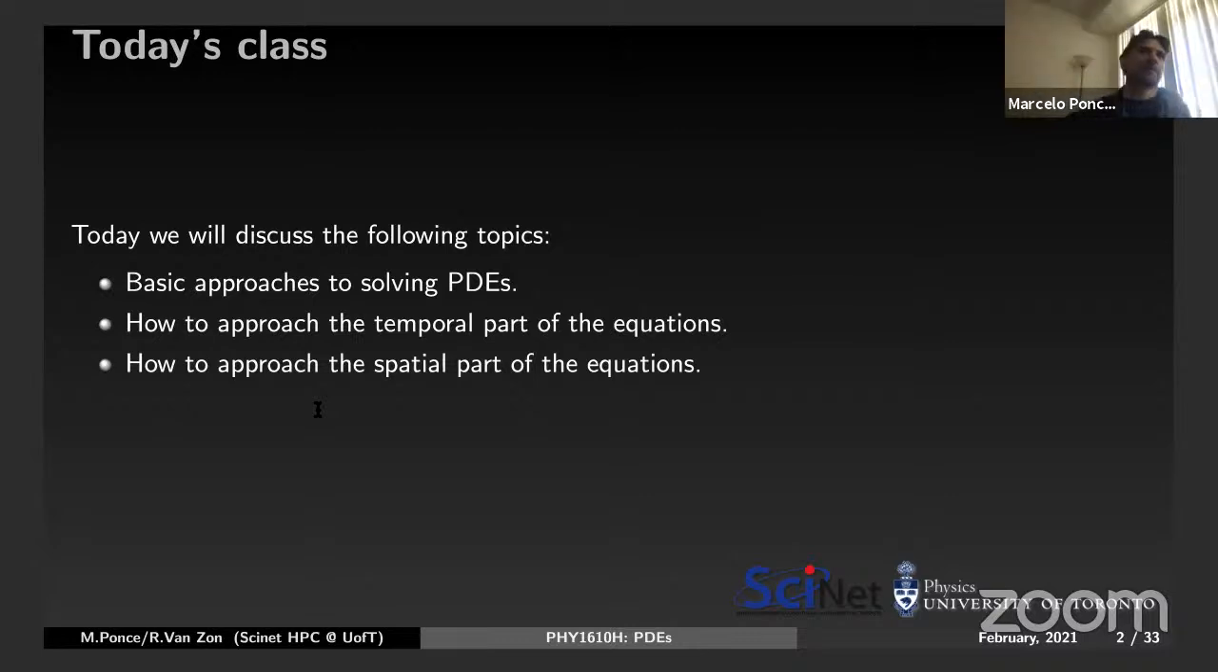So for today, we're going to see how to approach solving partial differential equations in the computer. And for doing that, the trick is going to be separating the differential equation in two parts, the temporal part and the spatial part. And we're going to see how to deal with each of these parts separately. And of course, some of the techniques that we discussed earlier will come back here and help us with this goal.